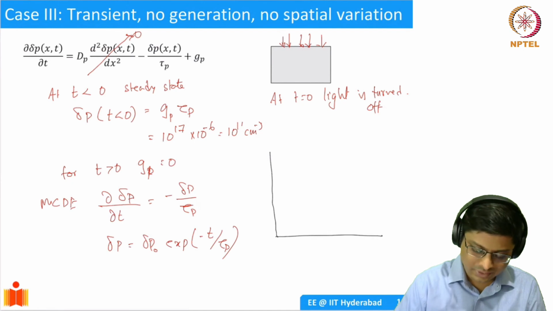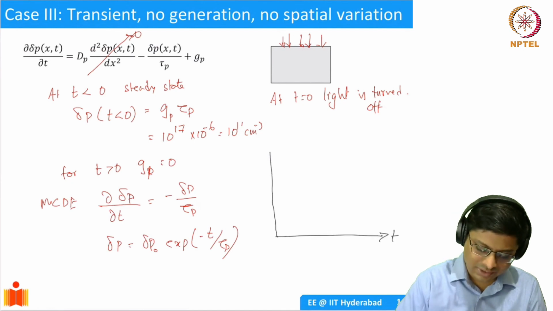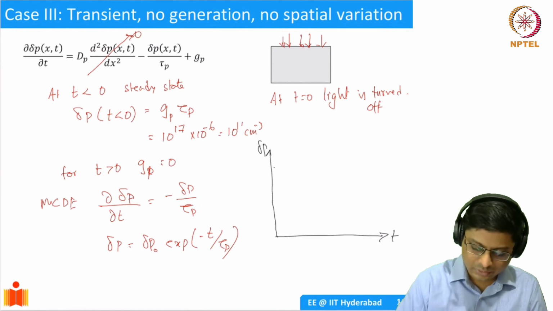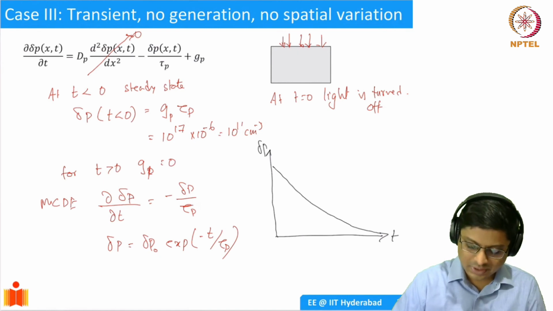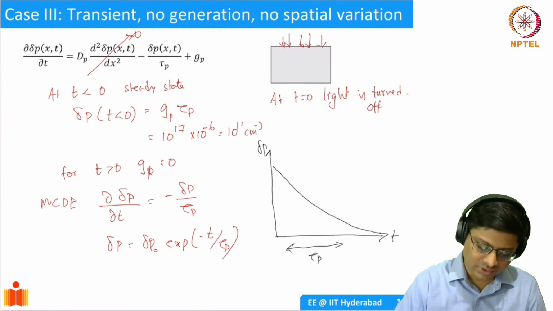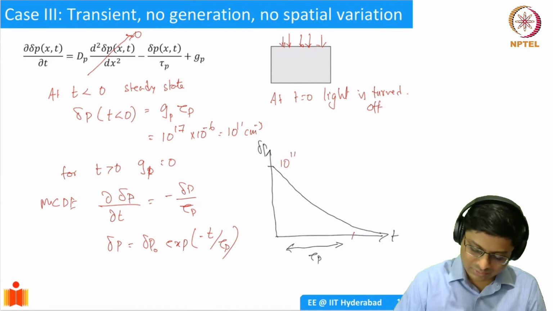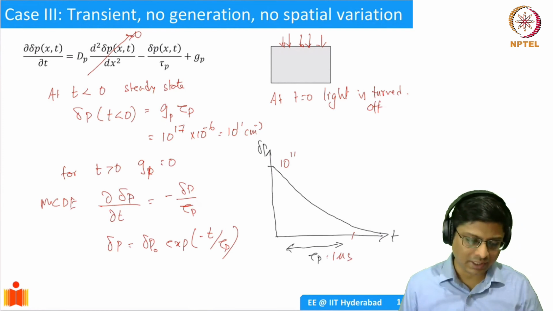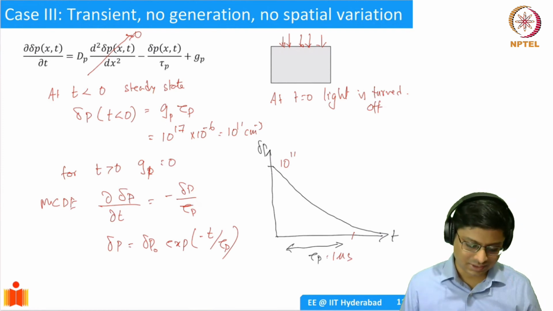So I have this as a function of time, and the y-axis is delta p. So you're going to have an exponential decay, and that's what we have shown earlier. Okay, so this is in our case example 10 power 11. This is some time. We got 1 microsecond or something, right? 1 microsecond. Tau p equal to 1 microsecond. Anyway, you'll see what happens. All right. So this is a case we have already solved.